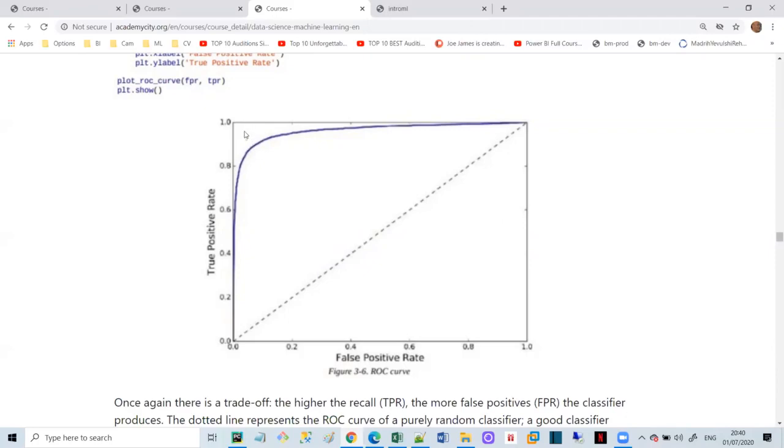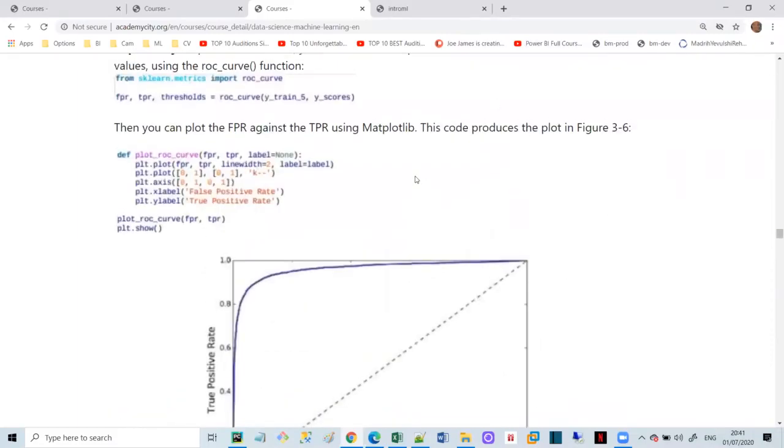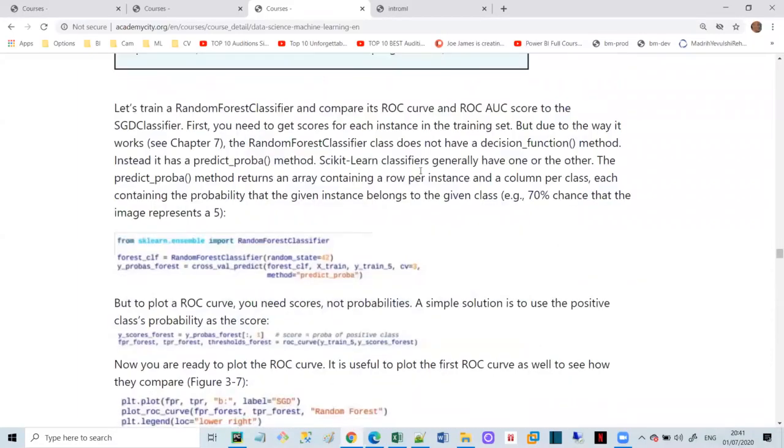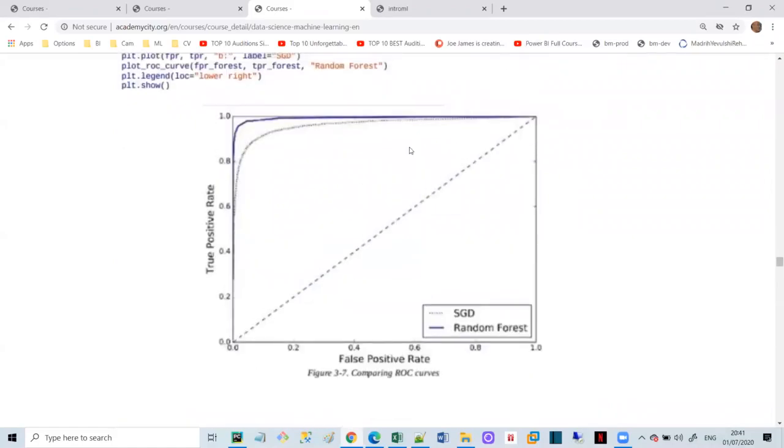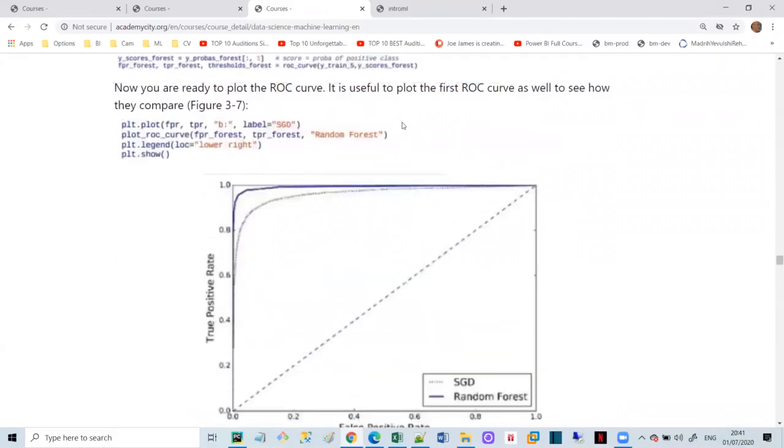And if the algorithm is higher here, it means I'm getting you 98% right when telling you that you have cancer, and only 1 or 2% that I might be wrong. That's even better. So how do we compare two algorithms? We run the whole process on both of them, and we create the ROC for both algorithms. Anybody who wants to see the code, it is right here.